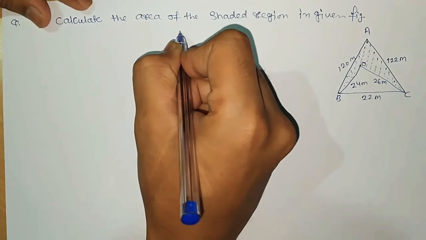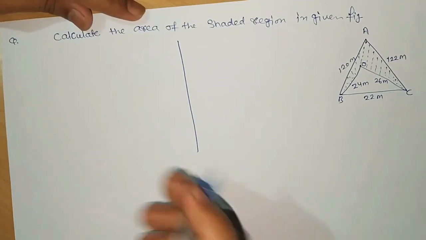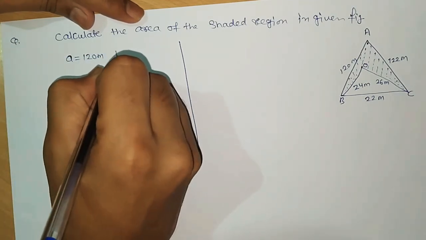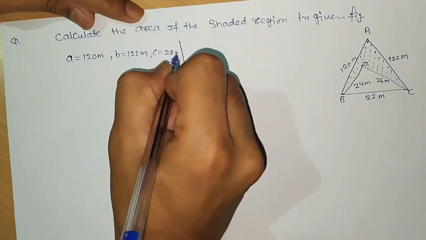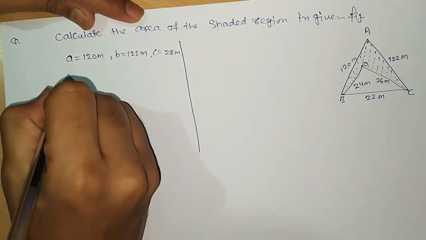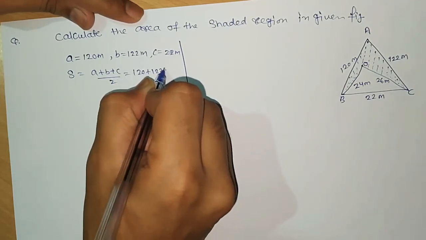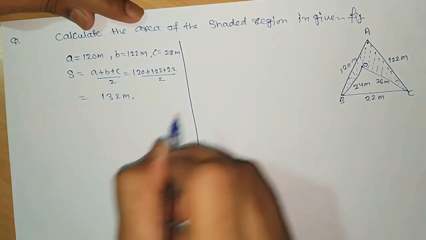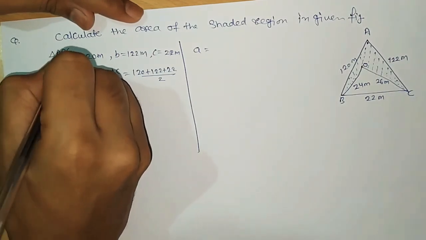So for this we have to find two semi-perimeters, one for each triangle. For the first, the sides are a equal to 120 meter, b equal to 122 meter and c equal to 22 meter. This is the common side because this is the base of the triangle ABC and triangle BOC. Now s equals a plus b plus c by 2, equals 120 plus 122 plus 22 by 2, equals 132 meter. Now here, this triangle is triangle ABC.